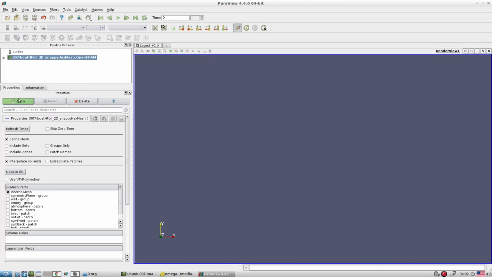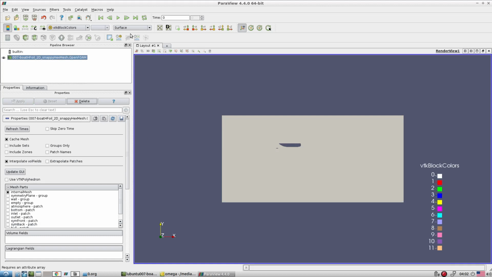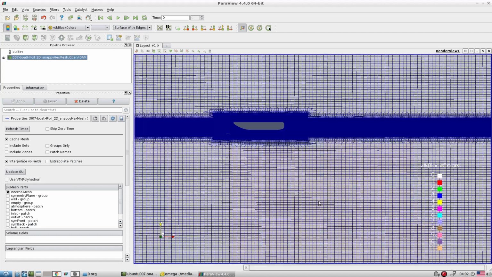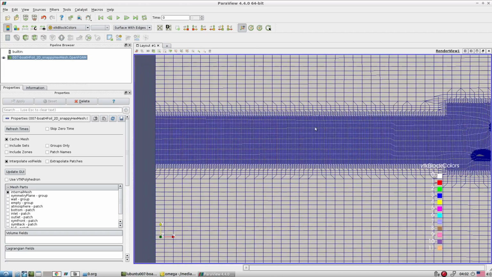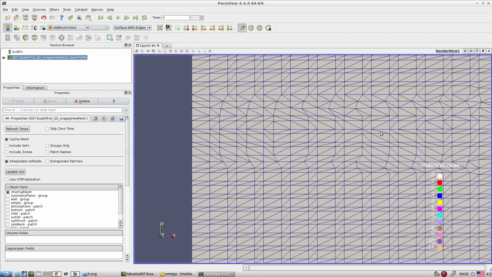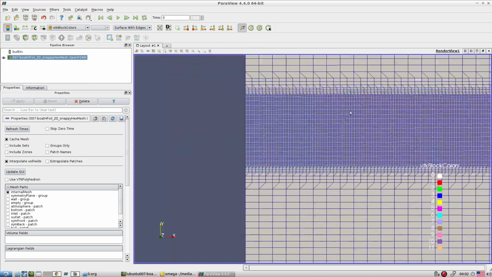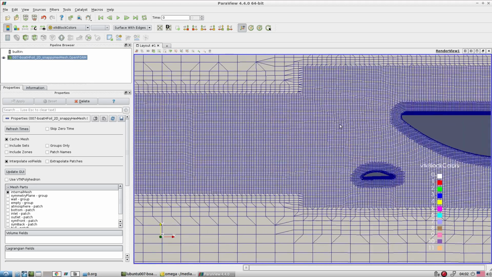But let's first look at our mesh and how exactly it looks. We constructed a very fine mesh in this zone. Why? Because this is the zone where our interface is available. Wherever the interface is, we are supposed to have a very fine mesh. That is the idea.